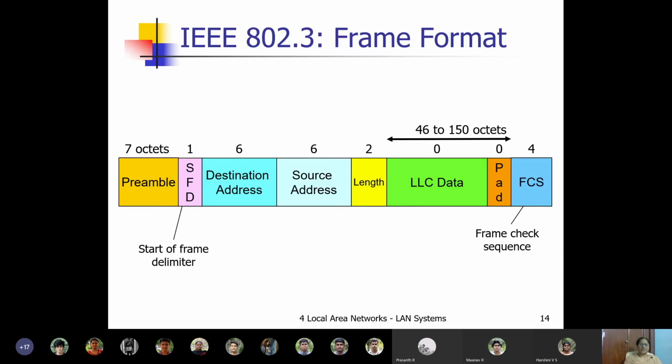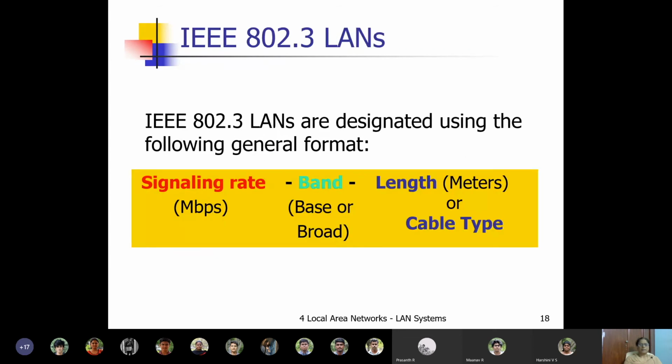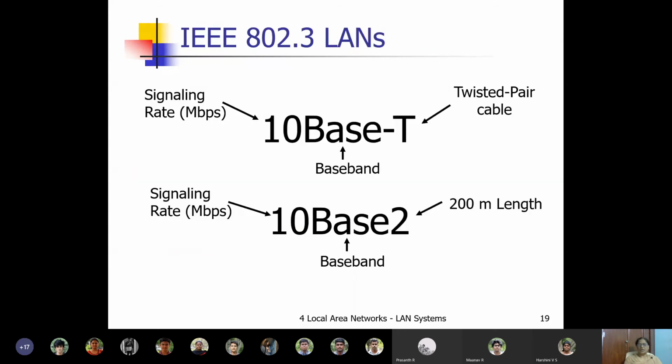This is the frame format. Every field will have a source address, destination address, and length of the total frame. The frame check sequence is like a checksum. The preamble is like a header. So these are various formats.